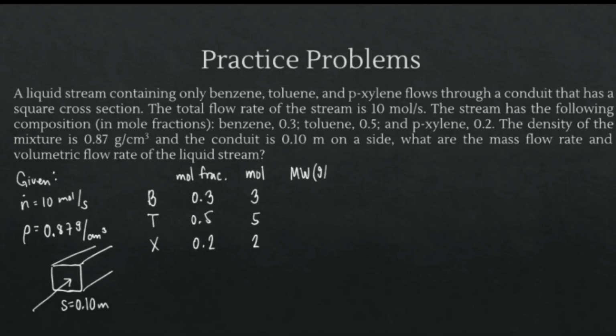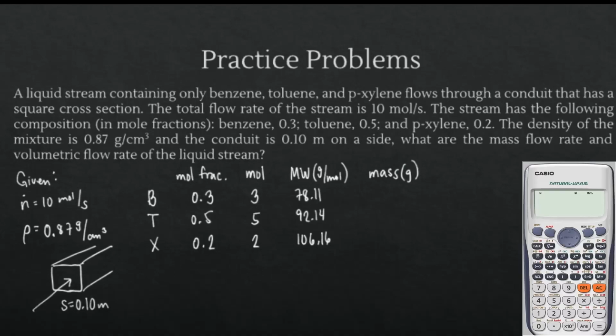These are in grams per mole. For benzene, we have 78.11. For toluene, 92.14. And for xylene, that is 106.16. To convert from moles to mass, we simply multiply the moles with the molecular weights of the substance. That leaves us with mass in grams. For benzene, that's 3 times 78.11. For toluene, that is 5 times 92.14. And for xylene, that is 2 moles times 106.16.